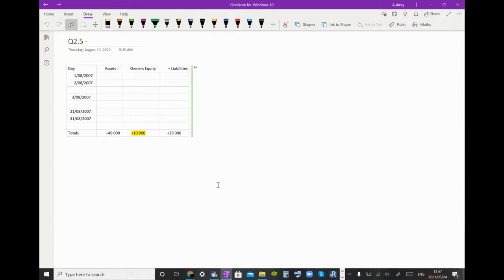Under the required, it says, calculate Roger's equity in his business on 31 August 2007. Show the effect of each transaction on the accounting equation and explain your findings. Right. Let me give you guys a break, and then we'll get into this in the next session.